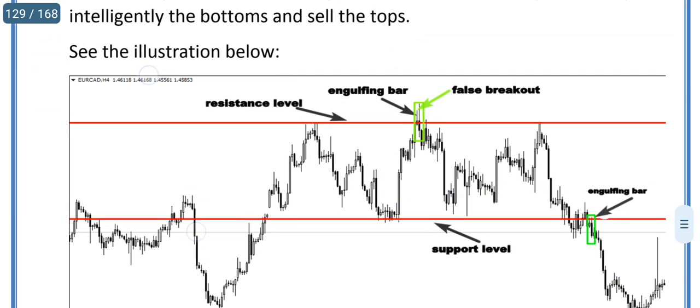This is enough for now, and in our next video we are going to learn how to trade the engulfing bar candlestick formation in the supply and demand zones.